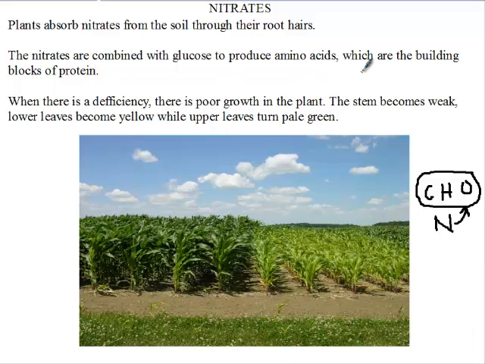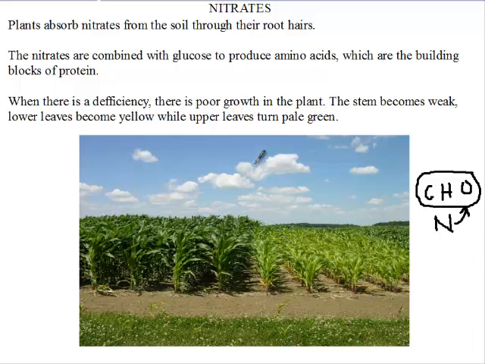Amino acids are the building blocks of protein. Now, we know that protein is a very important nutrient. The protein is used to build the body. So if an organism lacks protein, clearly that organism will not be able to build its body and replace old structures. So when there's a deficiency, there is poor growth in the plant.